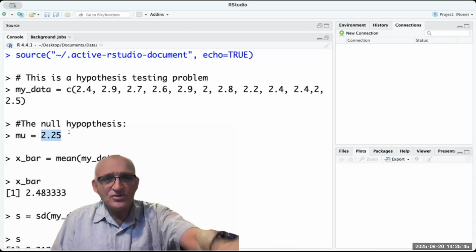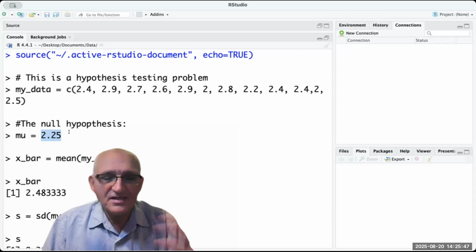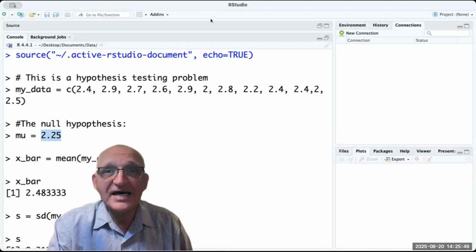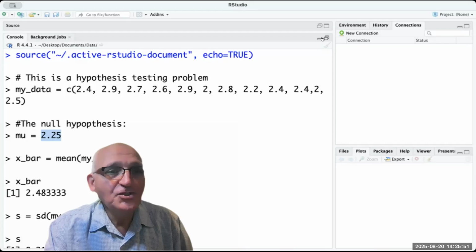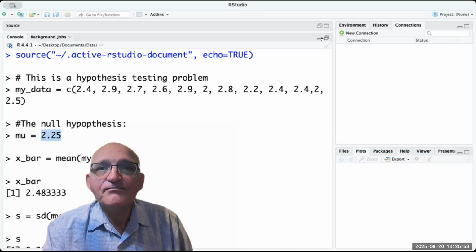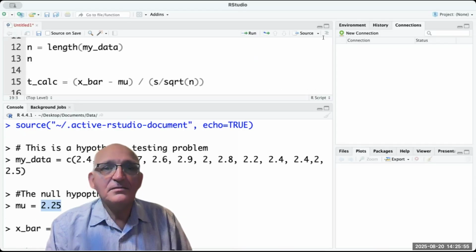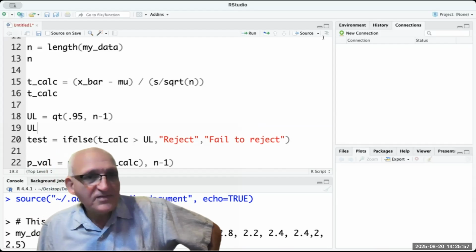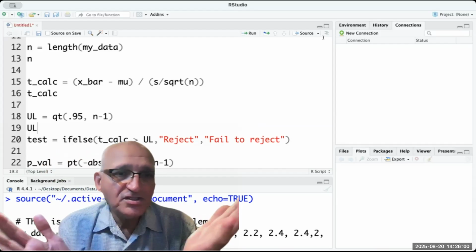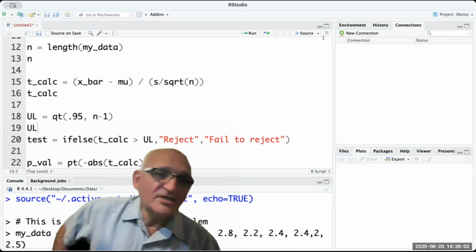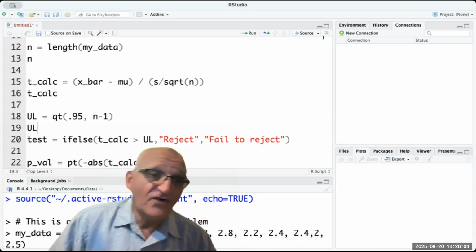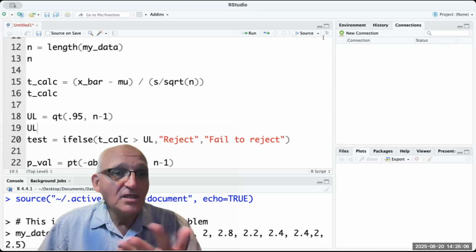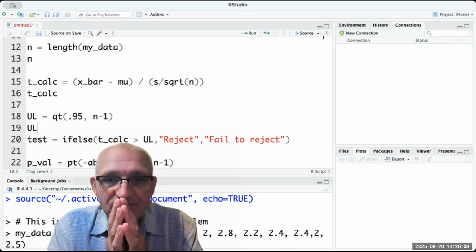I'm not going to show it now because I think it's enough to do that, but you could do it yourself. In fact, now you have all the ingredients to find a lower limit at qt 0.05 and n minus 1 and construct a confidence interval.